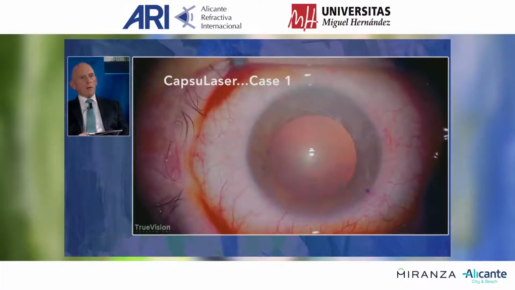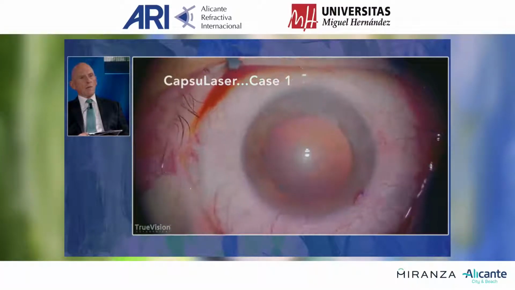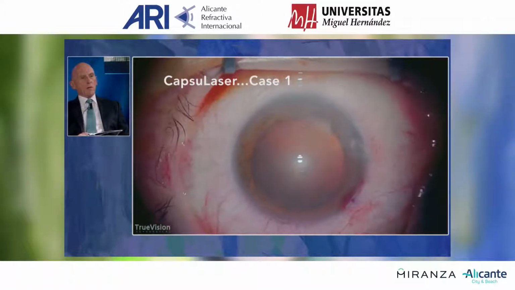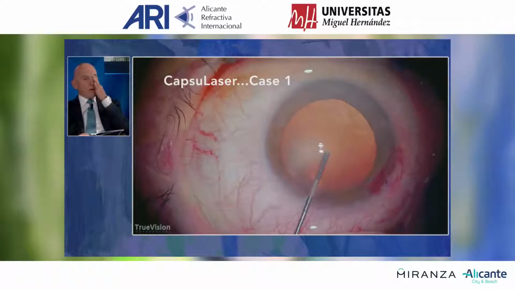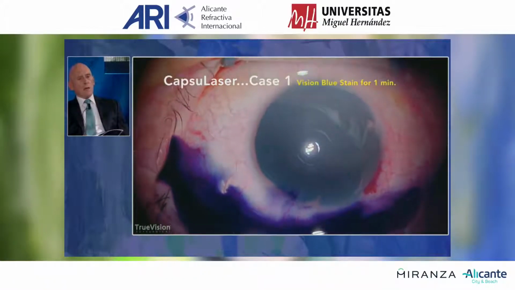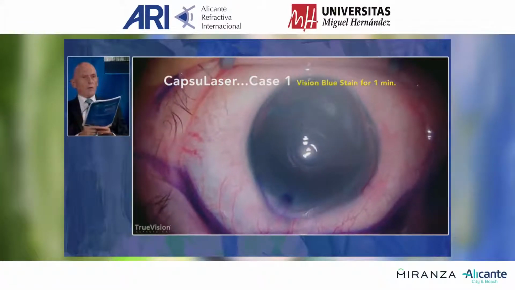We marked, because this was a toric lens as well, the positive axis of the one that we were going to implant, and we are now just preparing the case for the surgery. We do 2 paracenteses, and now for one of the paracenteses, I use the VisionBlue, the trypan blue that we use from the company.